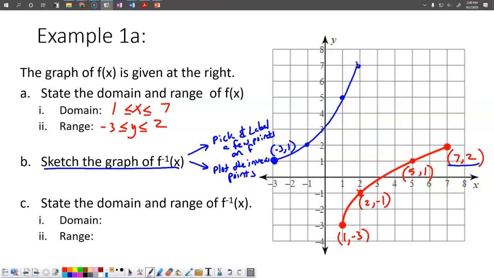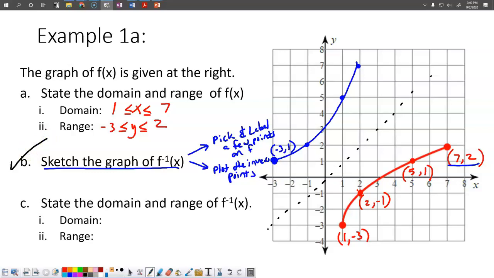And when you're all done, it should look like a reflection in this diagonal dotted line here. If you want to put it on there, you can. And it does. So we've done a good job. It's completely symmetrical around that dotted line. So there's our sketch. So we're done with that one.